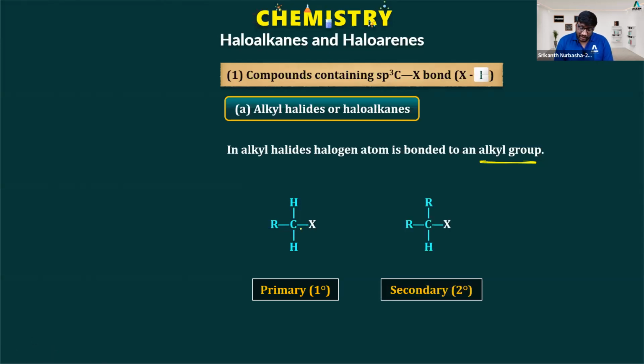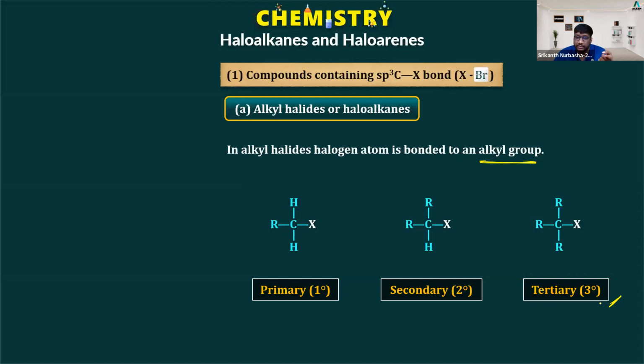The halogen is connected to a carbon. If that carbon is connected to only one other alkyl group, it is primary. If the carbon is connected with two other alkyl groups, it is secondary. If the carbon is connected with three other alkyl groups, it is a tertiary haloalkane. Is that clear or not? That was classification one, based on the number of halogen atoms present in the molecule.